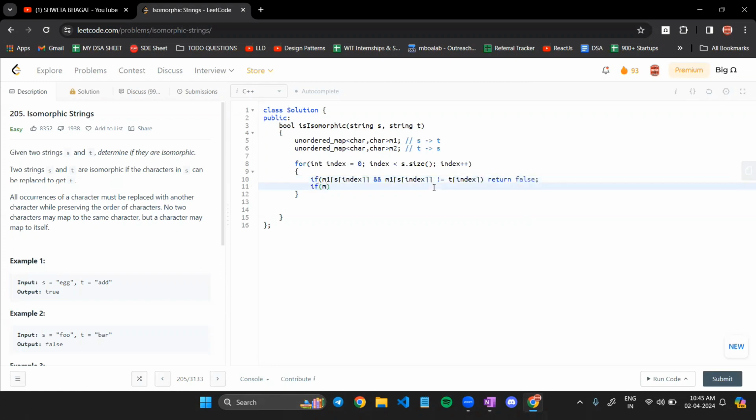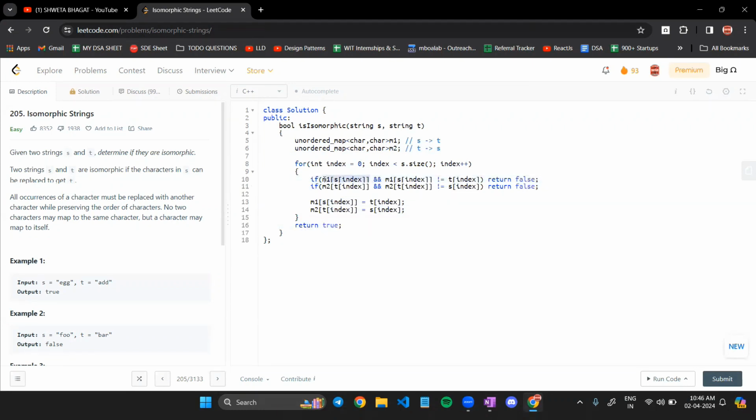And we'll say that if the current character of T is already present in M2, then what does it mean? It means that the current character of T is not mapped to the current character of S, so we'll return false, correct? Otherwise, we'll simply add the current character of T corresponding to the current character of S in M1. And similarly, we will add the current character of S corresponding to the current character of T in M2. Fine. Now, finally, we'll return true.